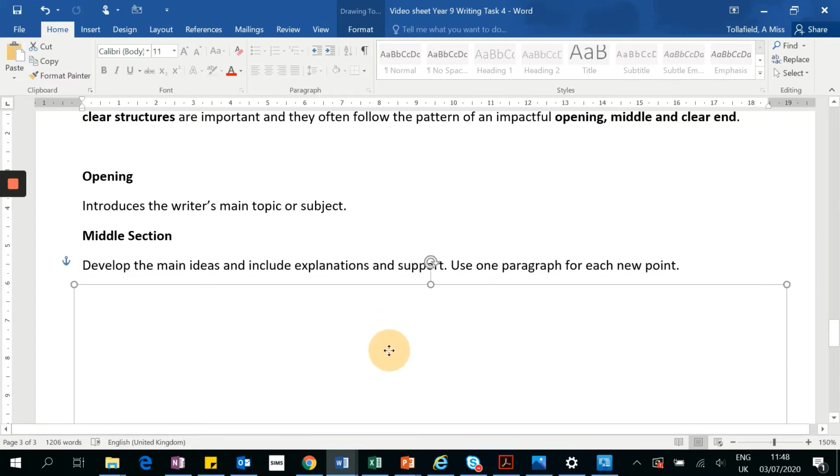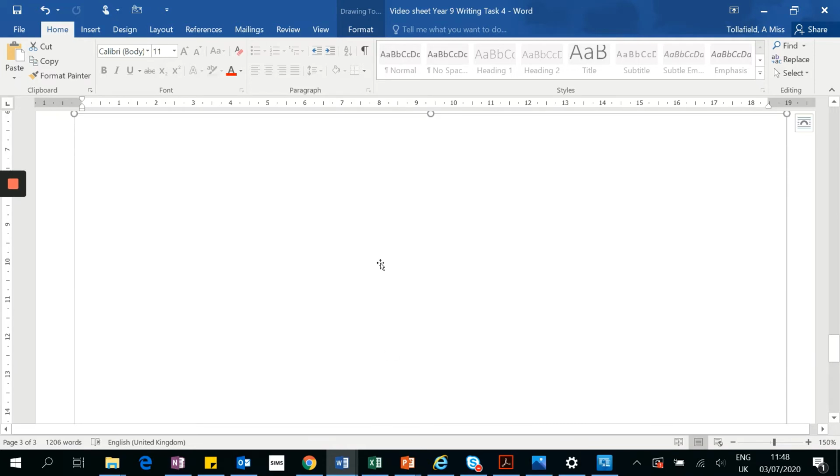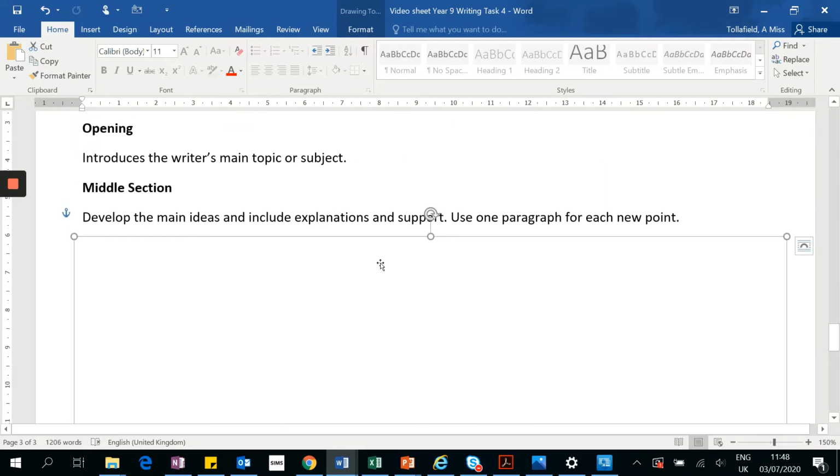In the middle section, you are developing your idea that you've mentioned in your opening, and this is where you're going to use those points from your plan to help you. Each of those points is going to be given a new paragraph, and then you use that point to create a topic sentence that introduces what you're going to say in that paragraph. And then you want to use a range of rhetorical devices and methods, those examples from the very first task, to help you to explain and support your point of view in more detail.